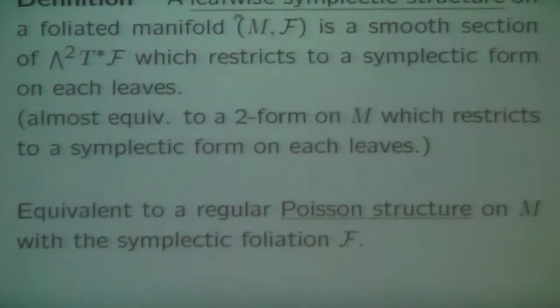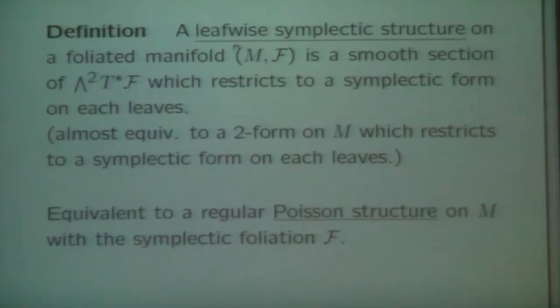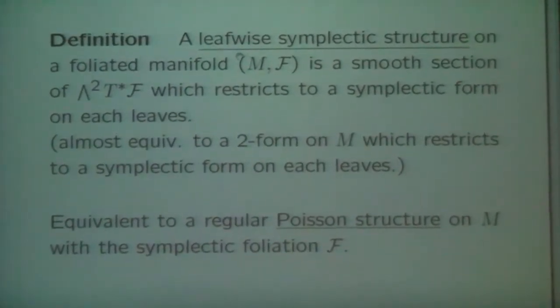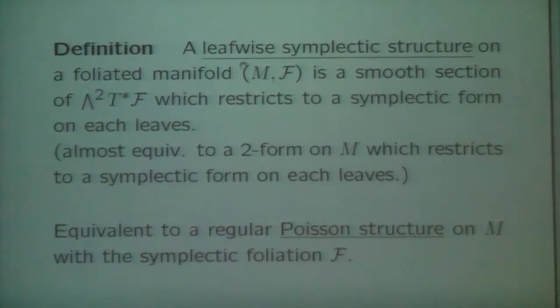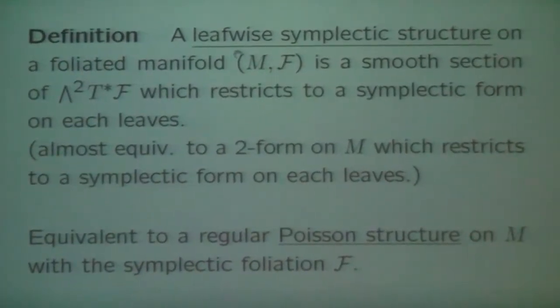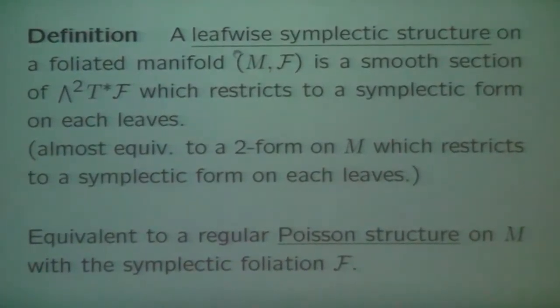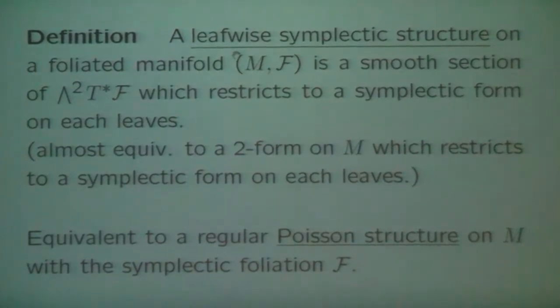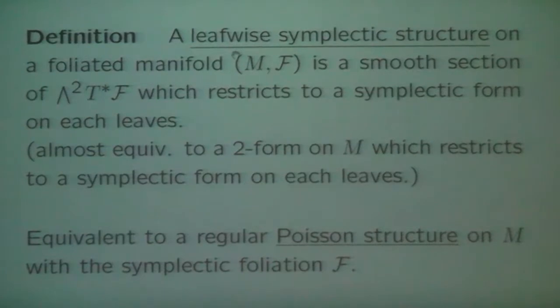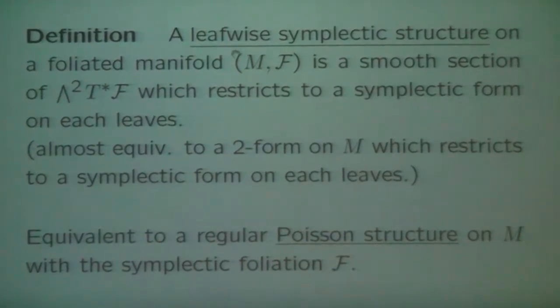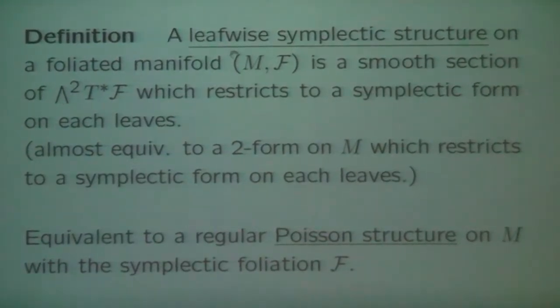This is the result to explain today. And here's the definition of Lie-Poisson symplectic structure. Namely, the Lie-Poisson symplectic structure is a smooth two form which restricts to symplectic forms on each leaf.